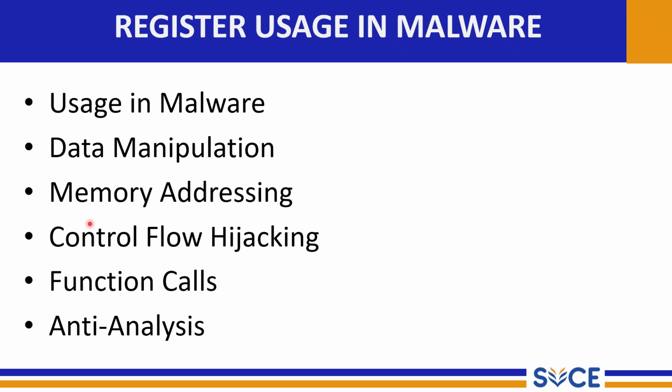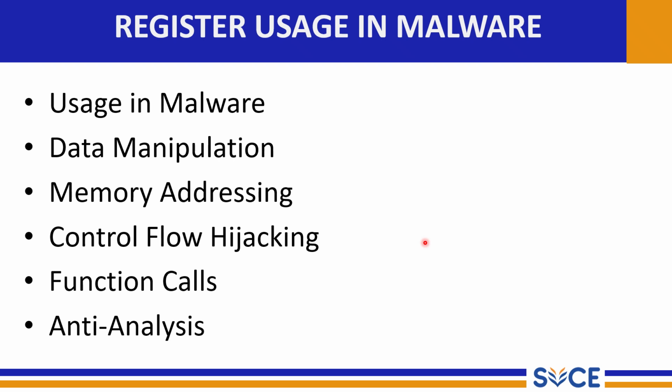And the second one is memory addressing. These registers are used to calculate memory addresses, allowing malware to read and write to arbitrary locations in memory. And the third one is control flow hijacking. Malware can overwrite the instruction pointer to redirect the execution to some malicious code. Apart from that, this is also a common technique in buffer overflow exploits.